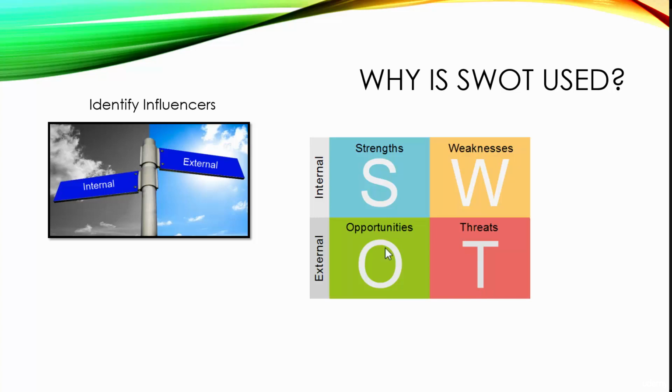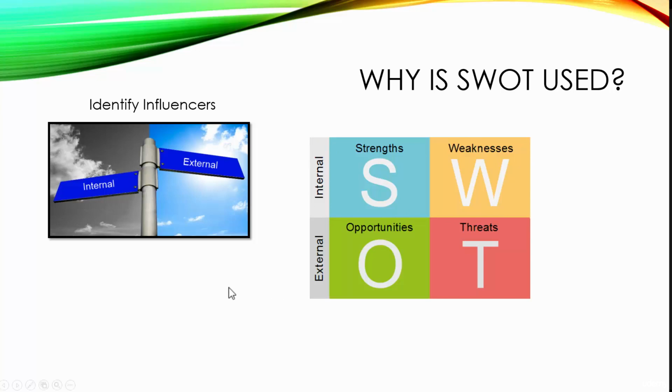But the reason I bring this up now is there are two different types of influencers. You have internal influencers. If you're talking about an organization, you're looking into the organization to determine your strengths and your weaknesses. So internal is this little rectangle right here. It includes your strengths and your weaknesses. And again, you're looking into your company or into yourself if you're doing a personal SWOT.